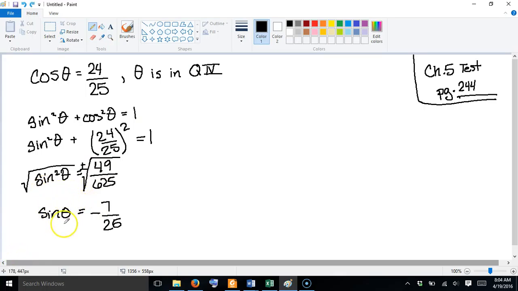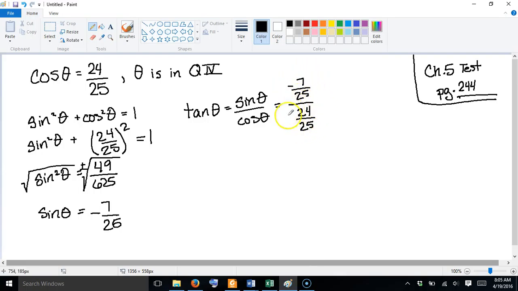All right, now that we have sine of theta is equal to negative 7 over 25, and then cosine of theta is equal to 24 over 25, to find the other trig values, such as tangent of theta, the easiest one I think is tangent of theta is equal to sine theta over cosine theta. Plug in the values for sine theta and cosine theta, negative 7 over 25 and 24 over 25.